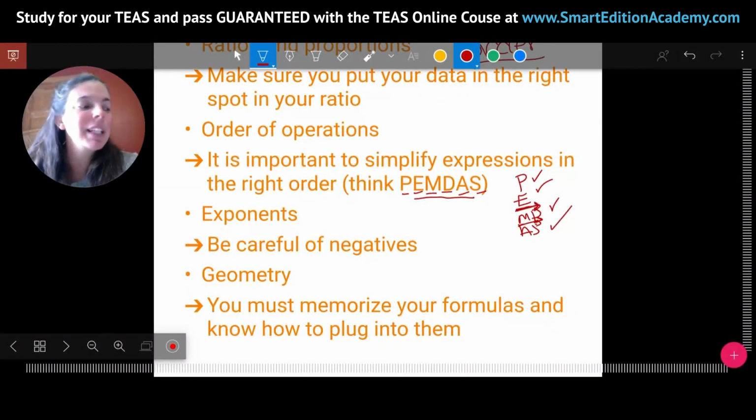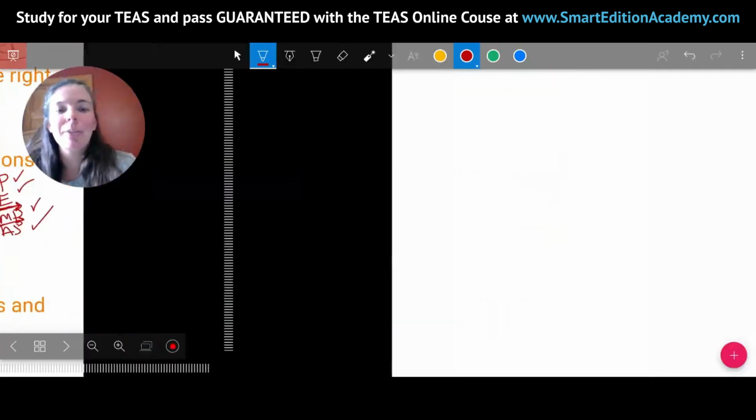And then last but not least, we will chat about some geometry. You must memorize your formulas and know how to plug into them. Okay, we need to know that in order to be successful on this exam. So we'll talk about the formulas you need and some tips and tricks for how to plug in appropriately. Okay, so that's a little bit of an overview of where we're going. So let's jump into it.